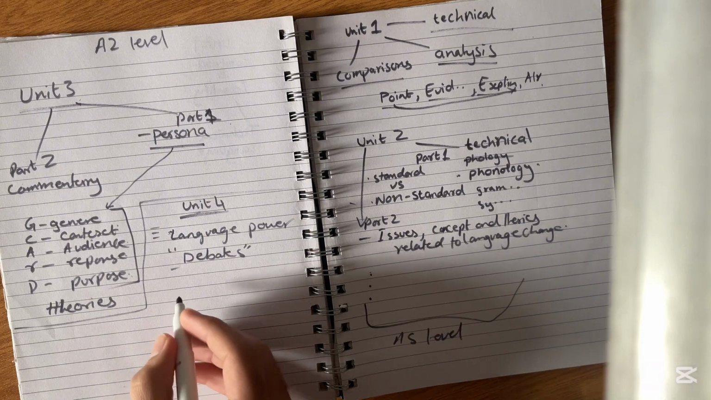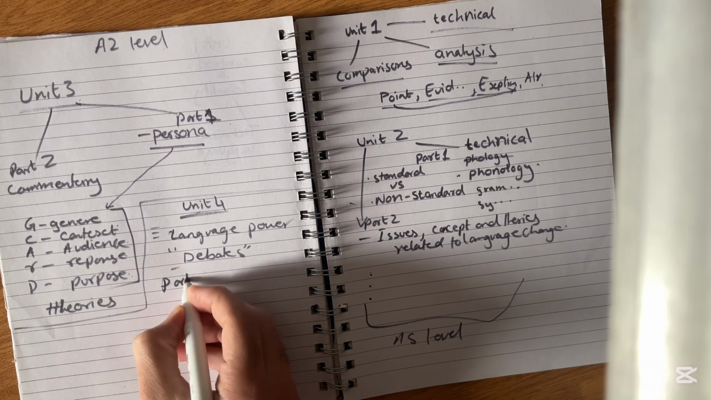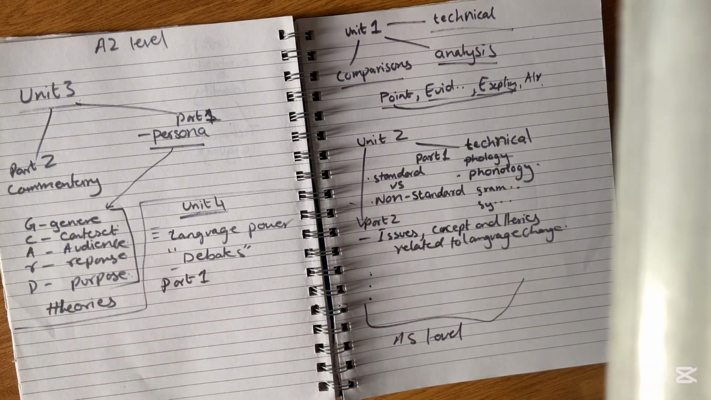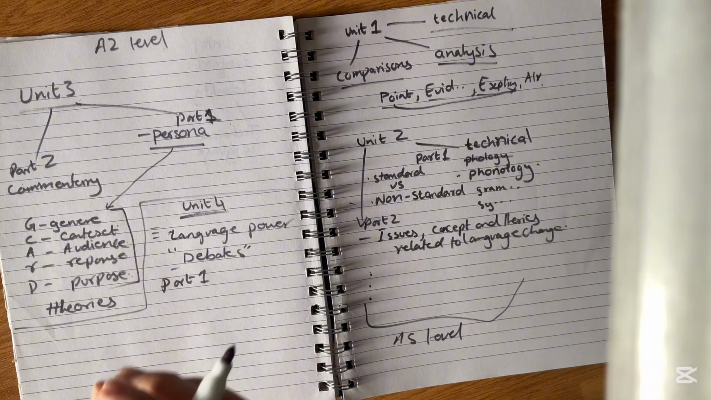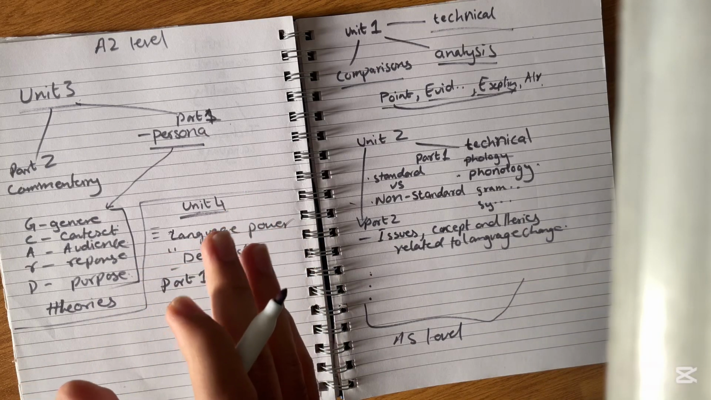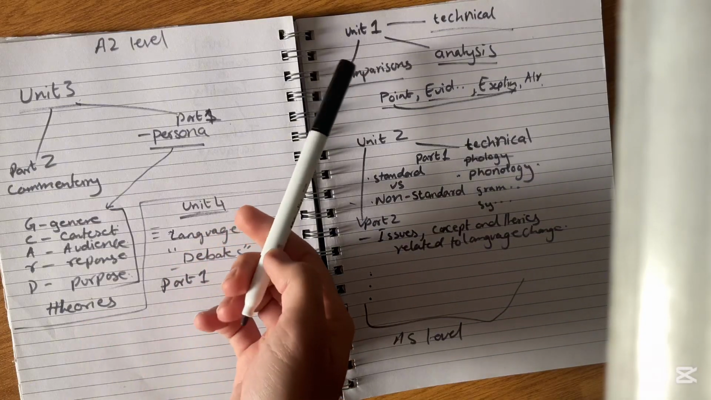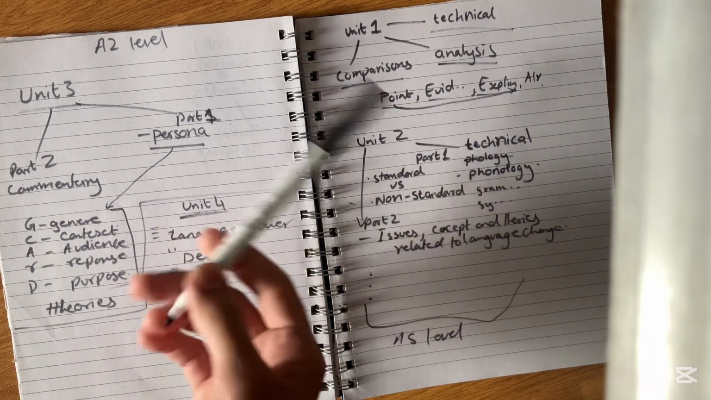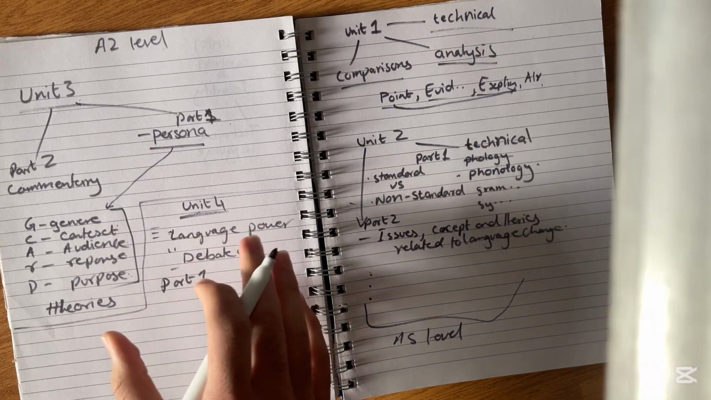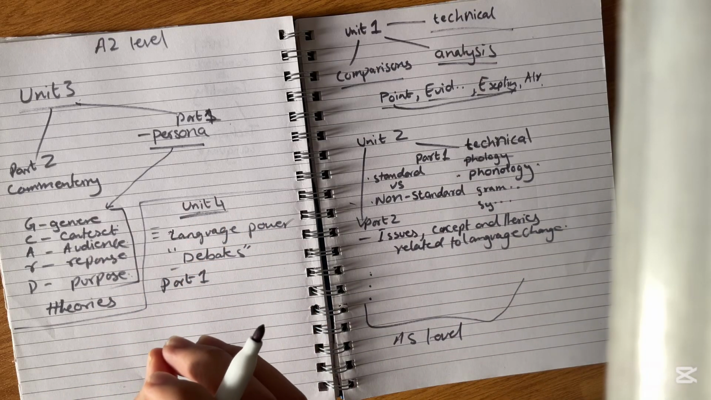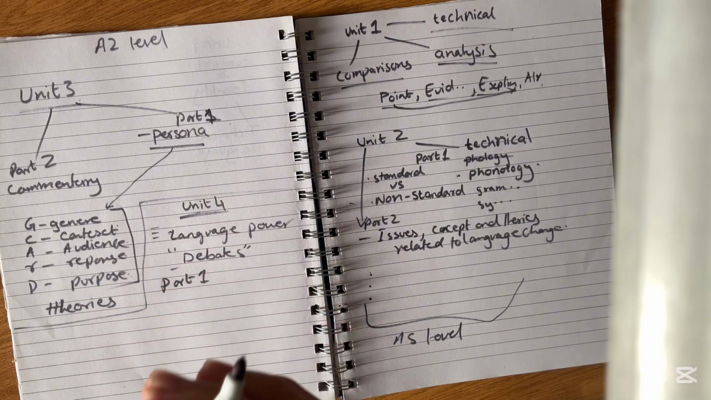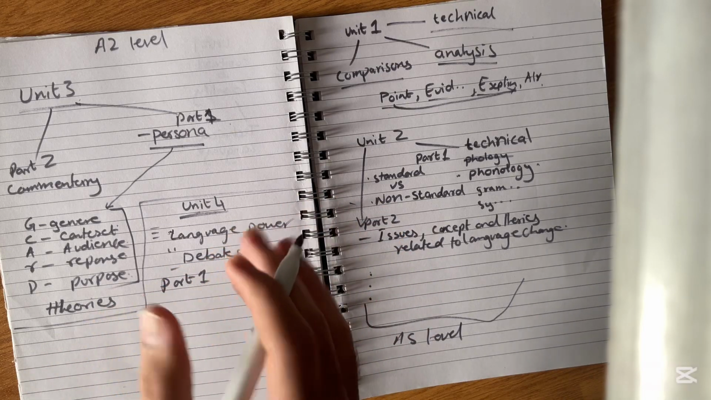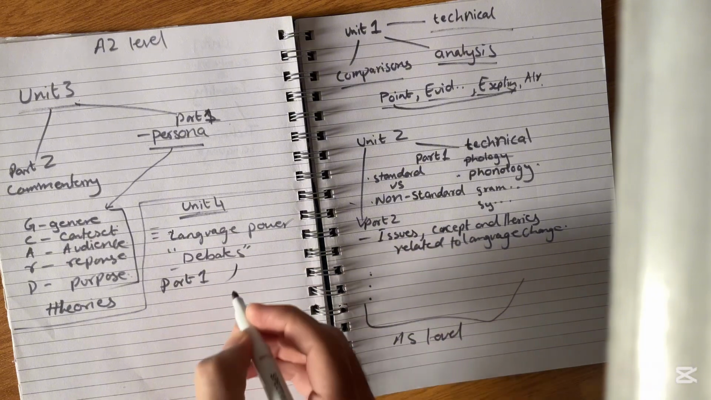When it comes to part 1 of the Unit 4 exam, you're going to have to do some language analysis. But here's the interesting bit: it's the same language frameworks that you would use in Unit 1, Unit 2 or even Unit 3. But this time, you are going to be using special key terms and terminology that is especially relevant to the research topic that you've been given.